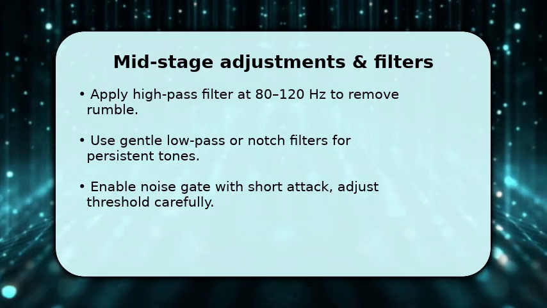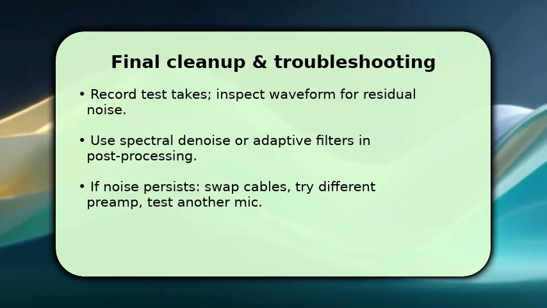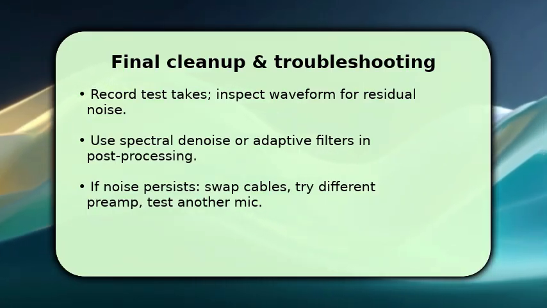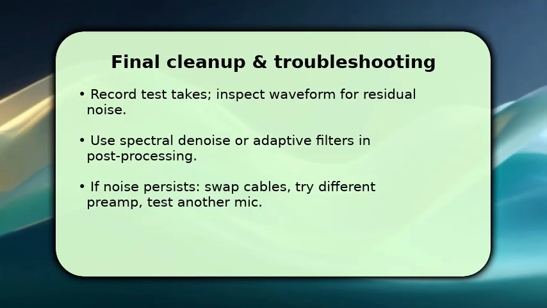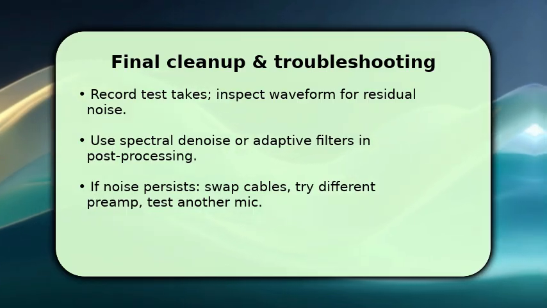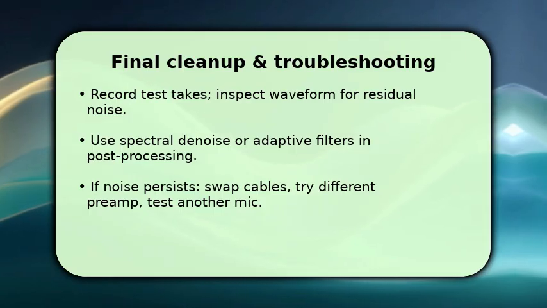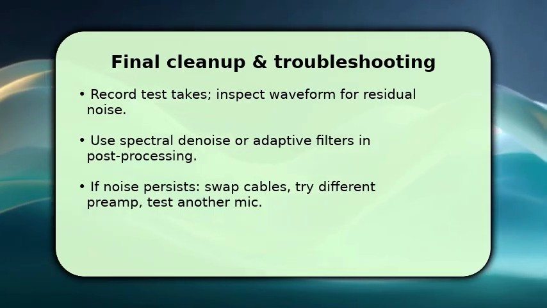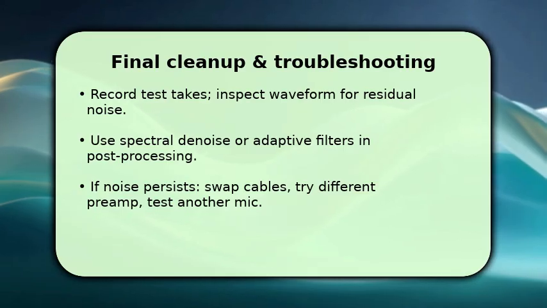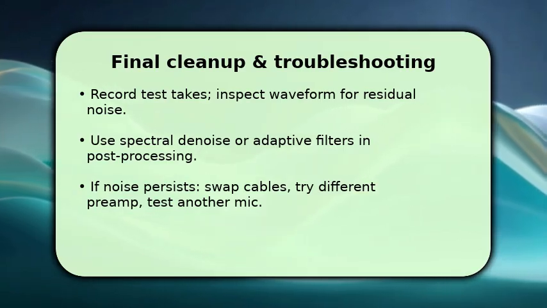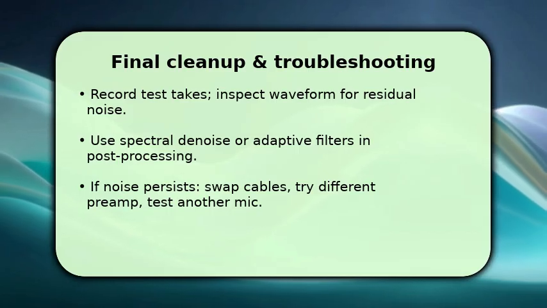You finish by validating and cleaning in post. Record short test takes and listen critically. Inspect the waveform and spectrogram to spot residual broadband noise. Use spectral denoise or adaptive reduction sparingly. Reduce by 3 to 6 dB first, then increase only if artifacts stay acceptable. Once done, export a clean file.